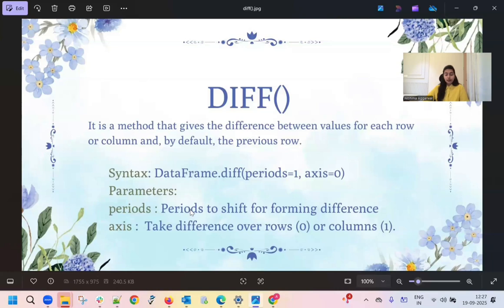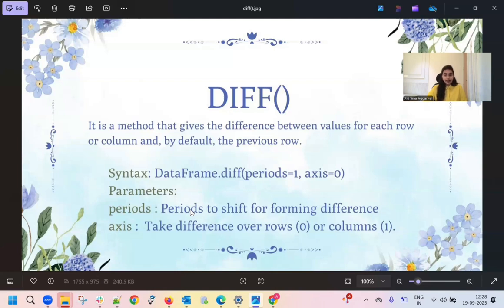It is a method where we are able to see the difference between the values which are present either in a row or in a column of a data frame. Now, it is basically used when we need to analyze the growth of a company with respect to the sales or the stock market. So we are able to track the growth of the market with the help of this diff method.